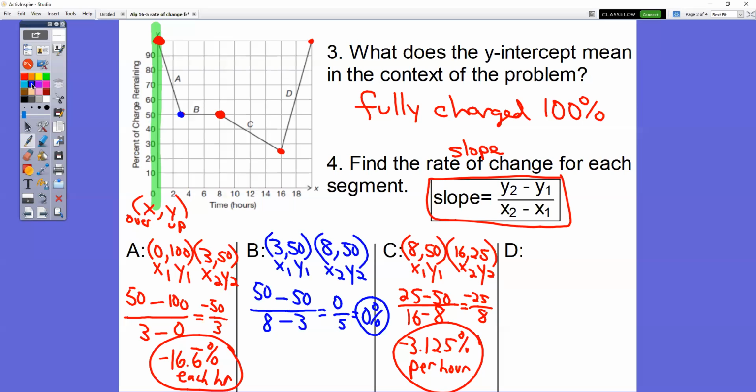Then in segment D, going from here to here. So we're going from 16, 25. And we're ending at, this would be 20 right here. So 20, 100.